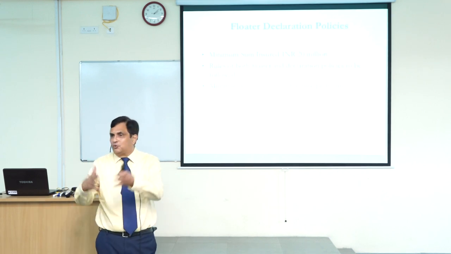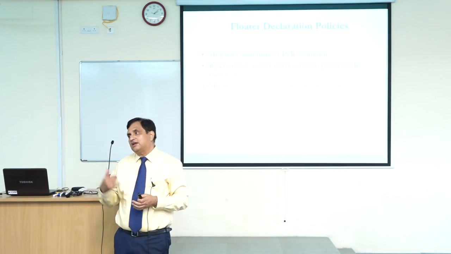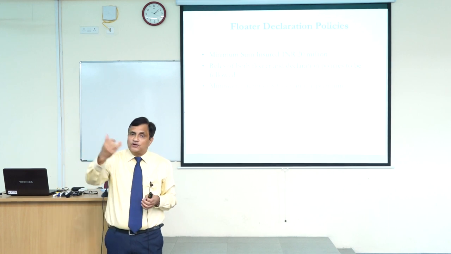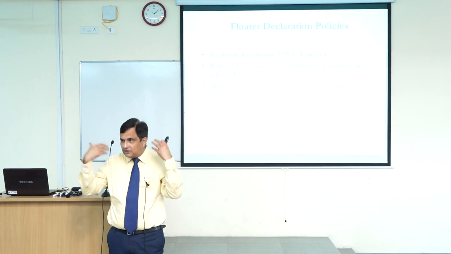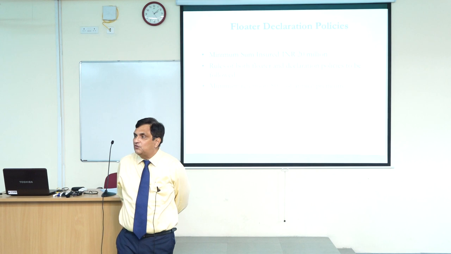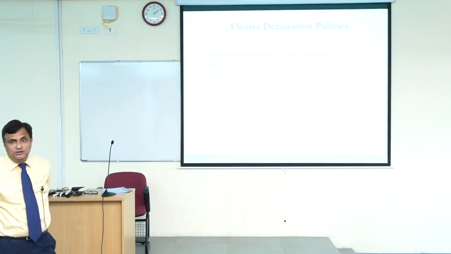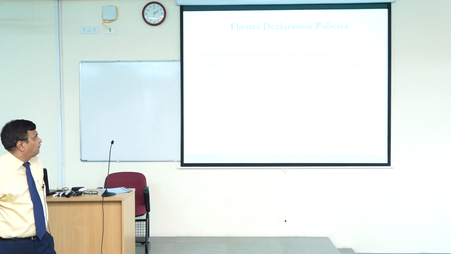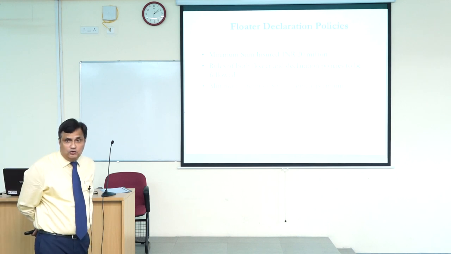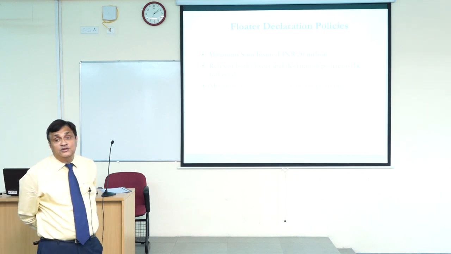And if you combine both, that means I give a declaration facility, I also give a floater facility, then it becomes a floater declaration. So what are the rules for floater declaration? Floater declaration, minimum sum insured is INR 20 million. Rules for both floater and declaration policies are to be followed. And minimum retention is 80% of the premium.